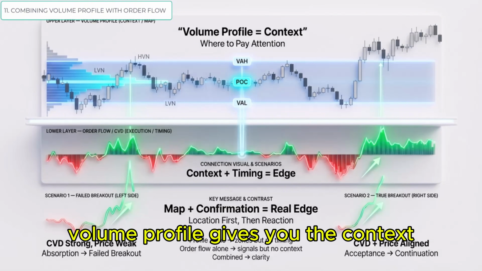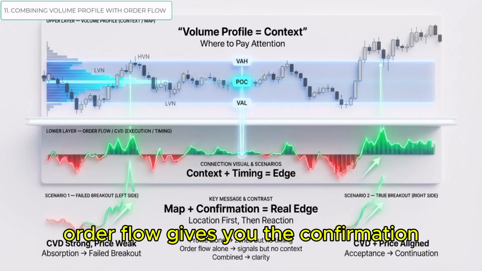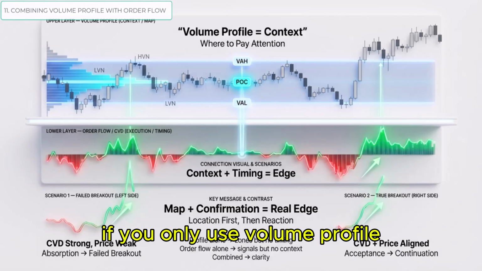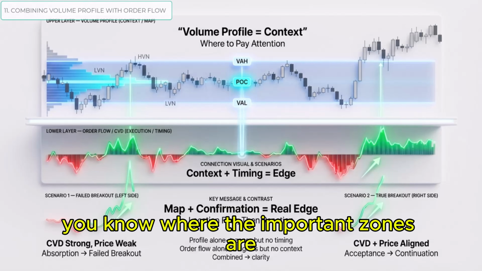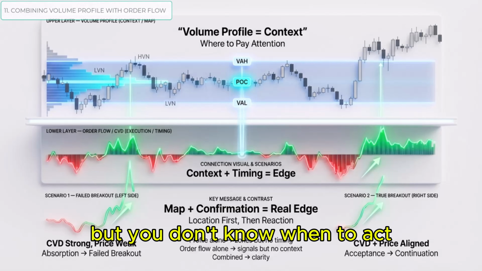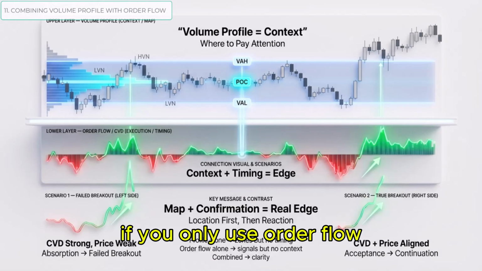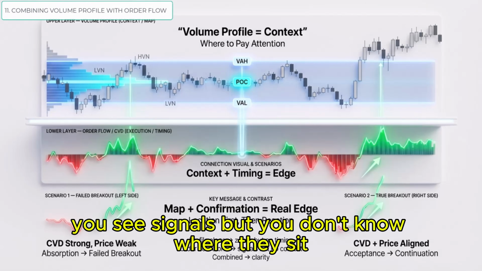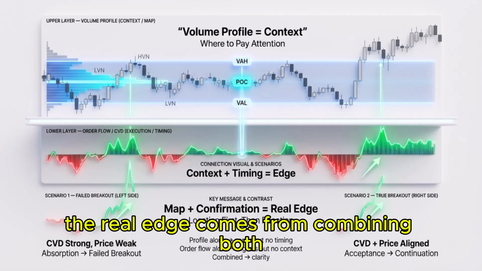Volume profile gives you the context. Order flow gives you the confirmation. If you only use volume profile, you know where the important zones are, but you don't know when to act. If you only use order flow, you see signals, but you don't know where they sit in the bigger structure. The real edge comes from combining both.